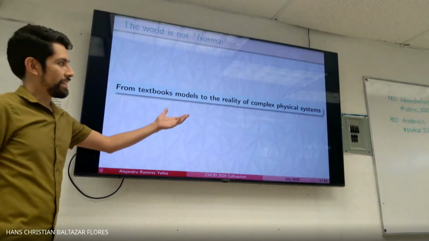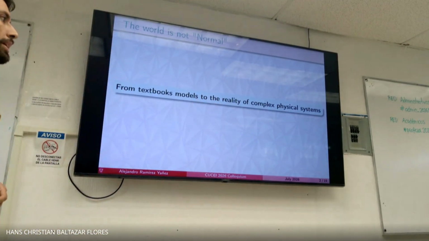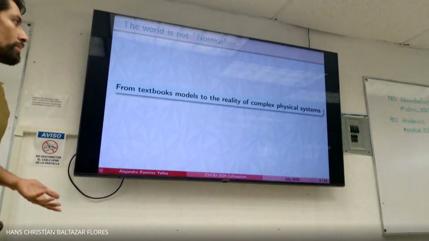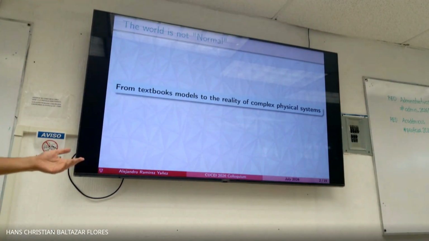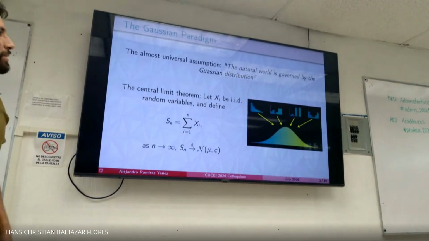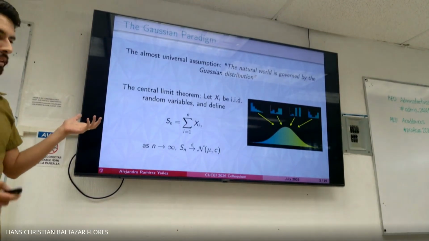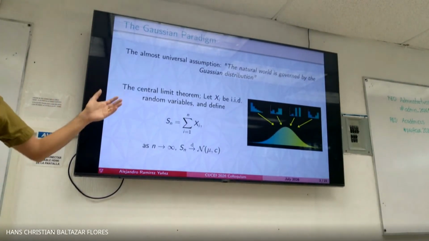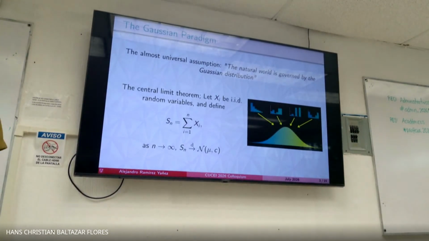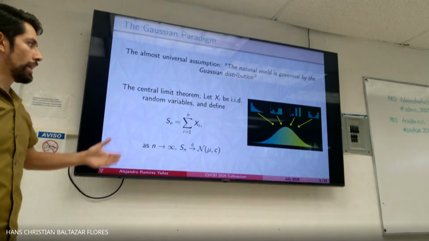The point is that in the real world, the physical systems that we can find in nature are much more complex than any model that you can find in basic textbooks. So, as I told you, we grow up thinking that everything in nature tends to a Gaussian distribution, and that is governed by the central limit theorem. This is a very basic theorem that we have all learned in high school, or maybe in the bachelor's, and it's a very powerful tool also.